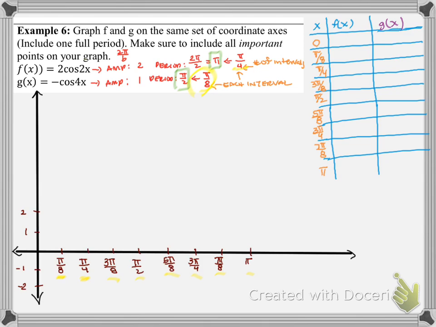And so notice again, the period for g is pi over 2, so that means once we get to this point here, our g graph is going to have completed a full cycle from 0 to pi over 2, and then from 0 to pi, our f function will have completed a full cycle of the graph. Okay, so hopefully that makes sense.